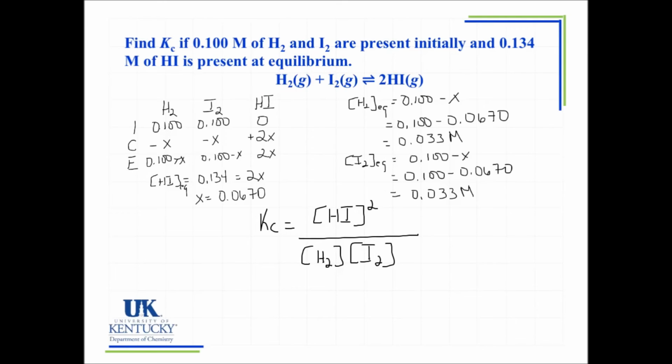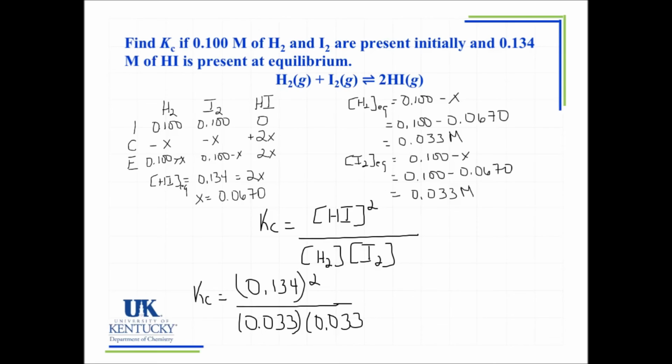So now I can substitute in my concentrations, so Kc equals my equilibrium concentration of HI, which is 0.134. And I need to square that. And on the bottom, I'm going to have my concentrations, 0.033 times 0.033. And those are for the concentrations of H2 and I2. And when I solve this, I end up with a value of 16 for the equilibrium constant. And this tells me that I'm going to have more products favored because my K value is greater than 1.